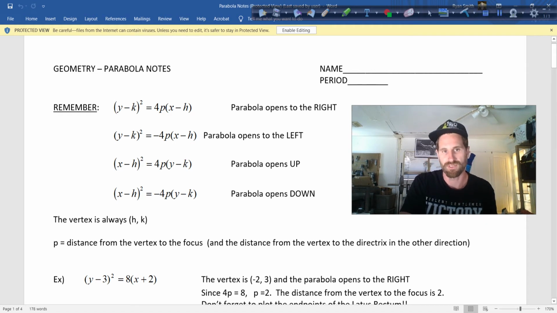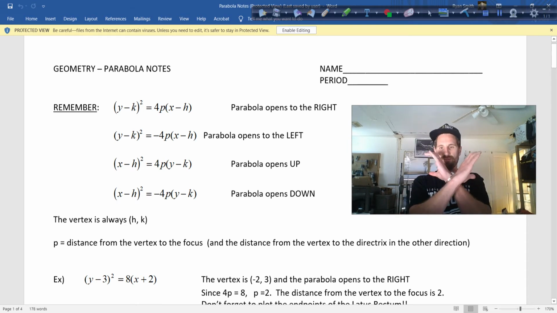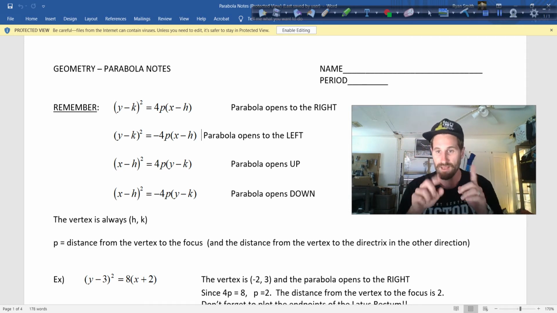First things first. What is squared is going to tell us which way it's opening, up or down, left or right. And this is how we're going to tell. So if the y is squared, it's going to be opening to the right or to the left. If it's x squared, this is our traditional up or down. So it's going to be facing up or down.